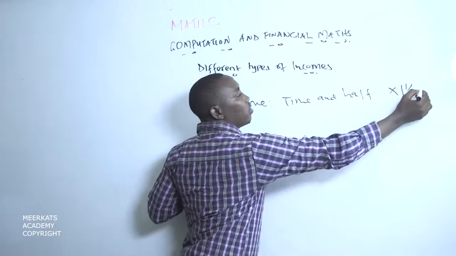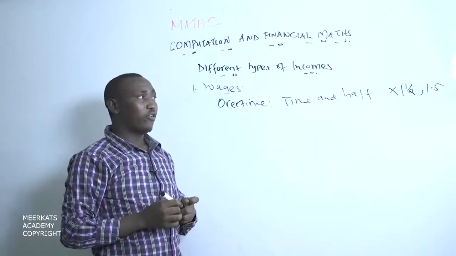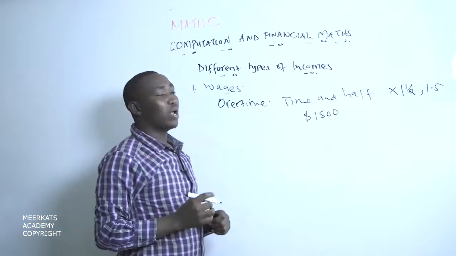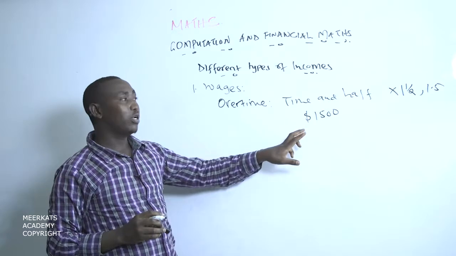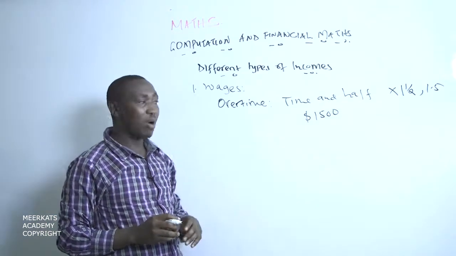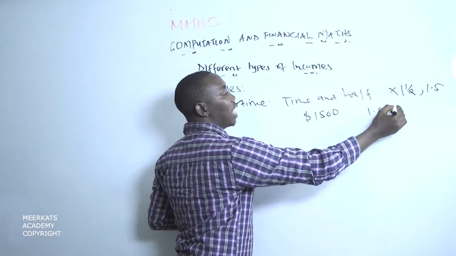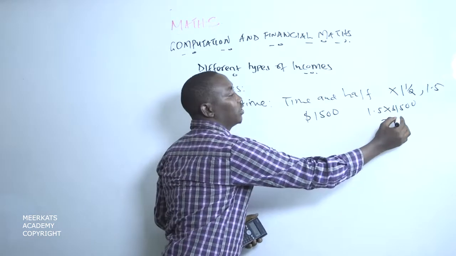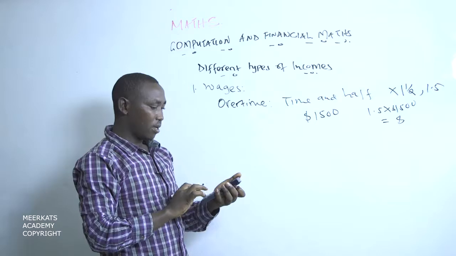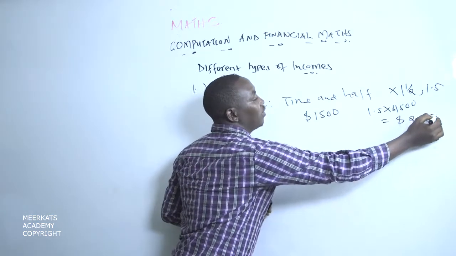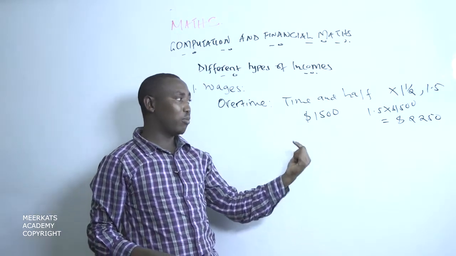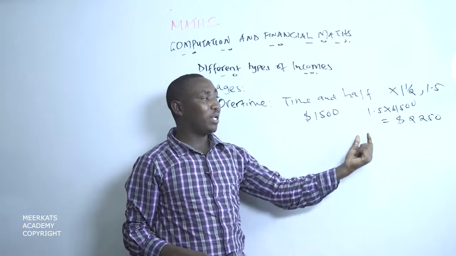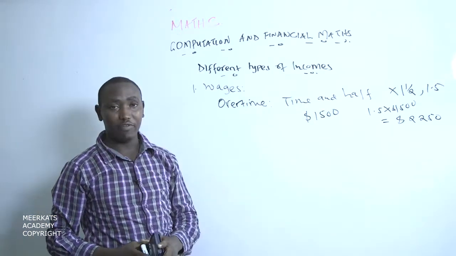So for example, if this individual was earning US dollars 1,500 per week, during overtime, this person will earn 1.5 multiplied by US dollars 1,500, which will give a total of 2,250. So during a normal week, this person earns 1,500, but during overtime, calculated under time and a half basis, this person will earn a total of 2,250 US dollars.